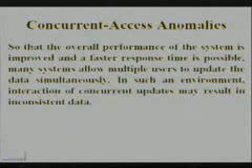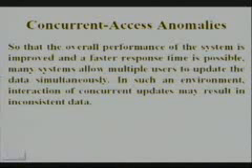Now the next problem: concurrent access anomalies. What is this problem? This is another very important problem in databases. So that the overall performance of a system is improved, a faster response time is possible. Today most systems allow users to update the data simultaneously in a multi-user or multitasking environment. Your database machine, the server, is one, but many users want to update the database very fast. In such an environment, the interaction of concurrent updates may result in inconsistent data.